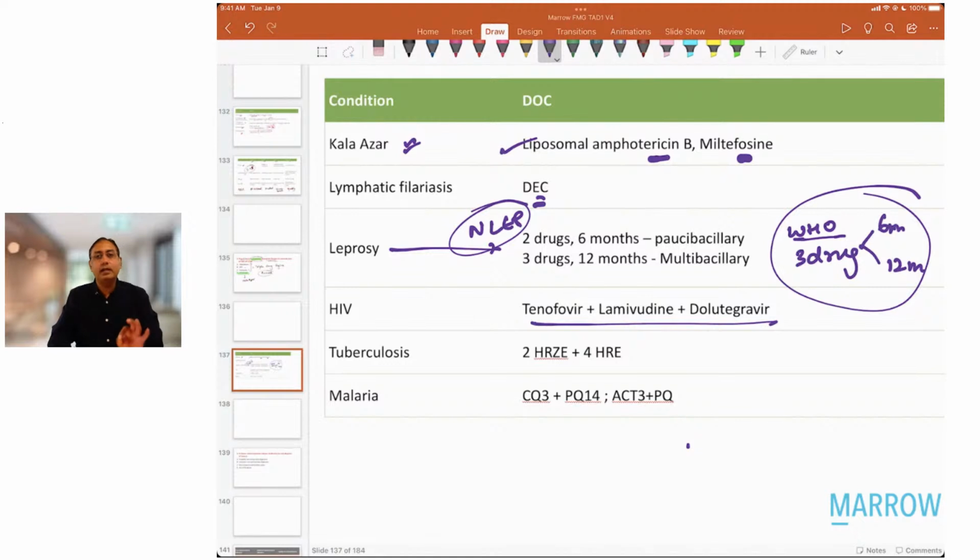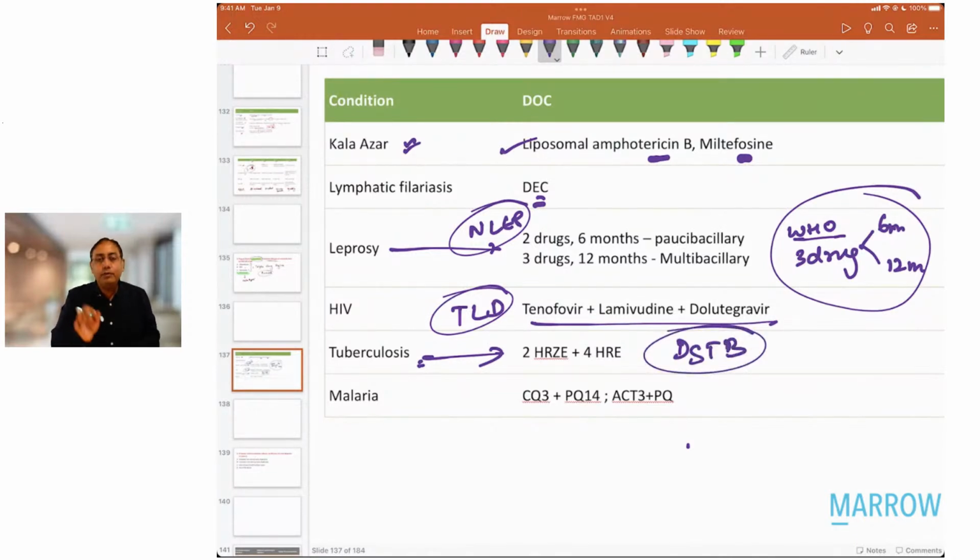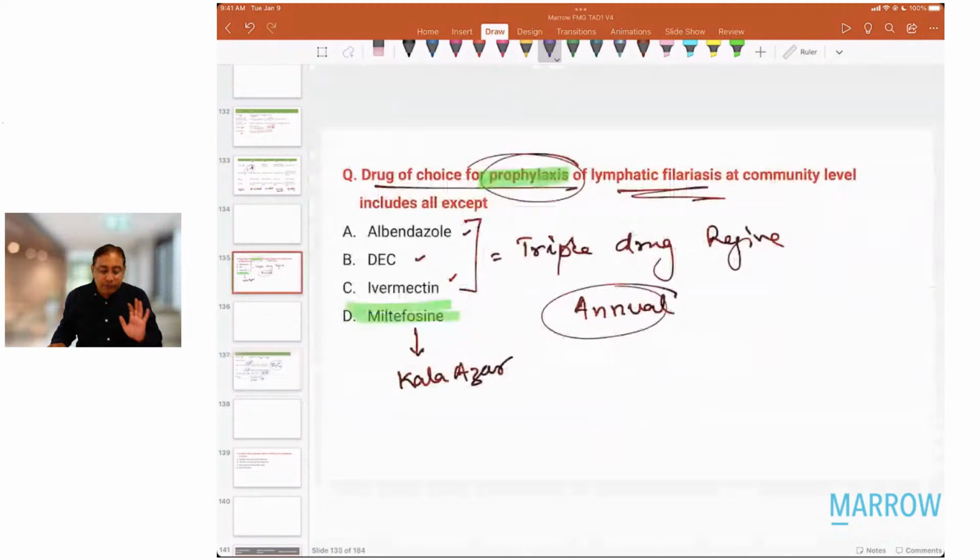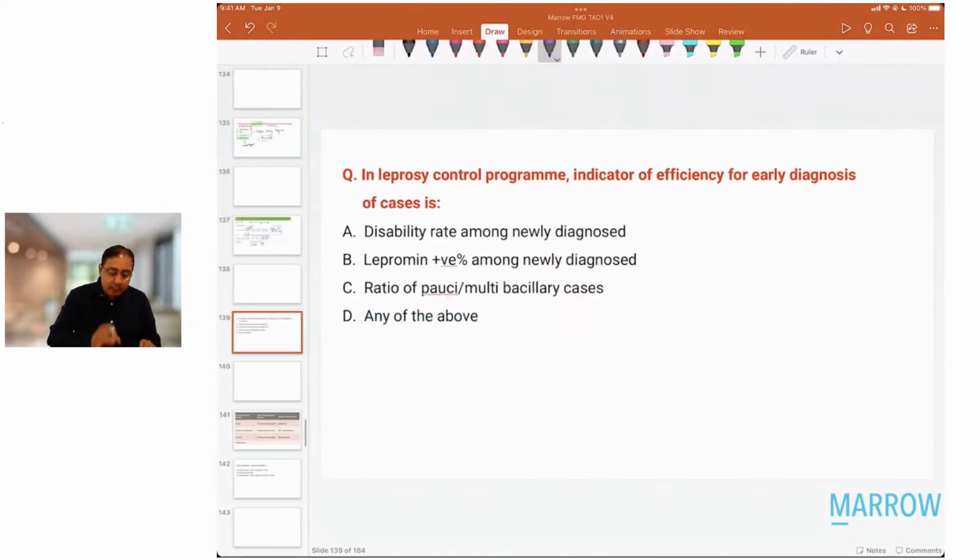For HIV we have the standard regime of TLD: tenofovir, lamivudine and dolutegravir. For drug sensitive tuberculosis, we give 2 months of HRZE plus 4 months of HR. Malaria treatment we have already discussed. It could be Plasmodium vivax or falciparum malaria. In vivax, chloroquine for 3 days, primaquine for 14 days. In falciparum, we give ACT-SP or ACT-AL for 3 days plus primaquine as a single dose on day 2. These are the drugs of choice you very frequently get in your exam. This question was about prophylaxis, and the best answer here is miltefosine.